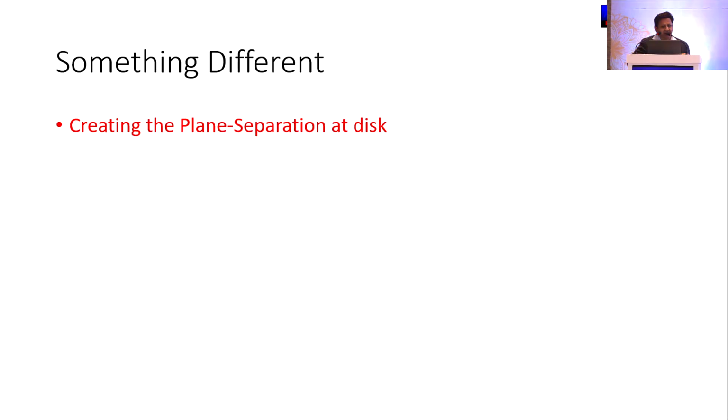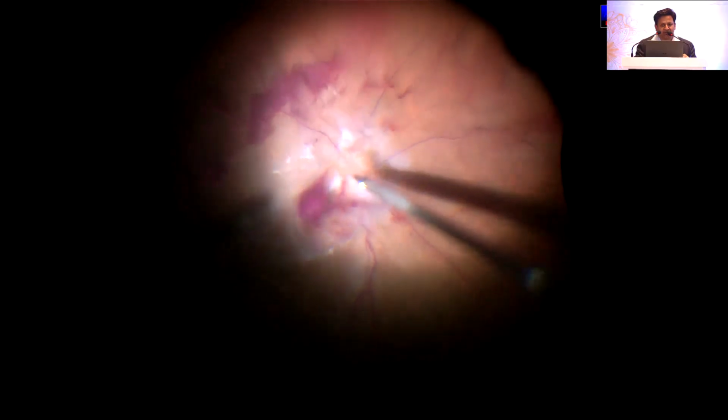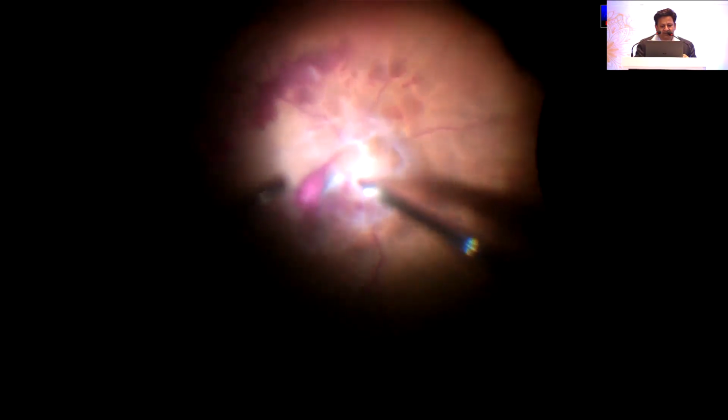So I'll be presenting on vitrectomy for PDR, what I do different. And the first tip that I would like to give is creating the plane by causing separation at the disc. How we do it is just hold with the forceps and separate the membrane from the disc. And you get an accurate plane from where you proceed for the further vitrectomy procedures. So this is how you remove from the disc to get the plane.